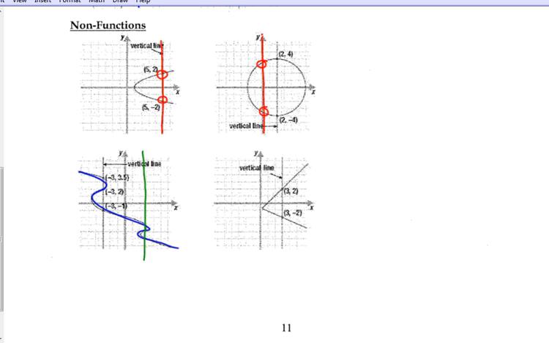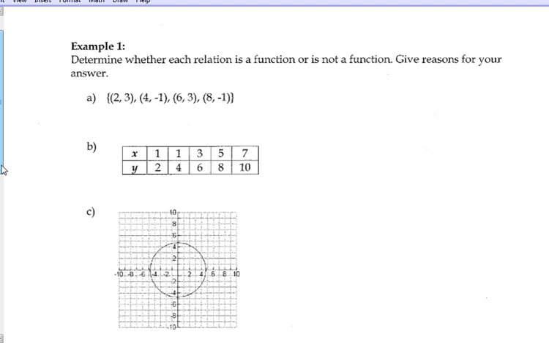Okay, so what I'd like you to do is try these questions. State whether it is or is not a function. If you get stuck on D, just leave it. We'll go through it together. And then state why or why not it is or is not a function.